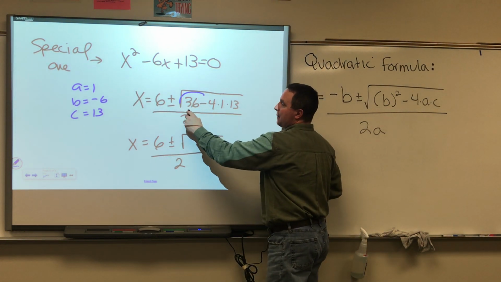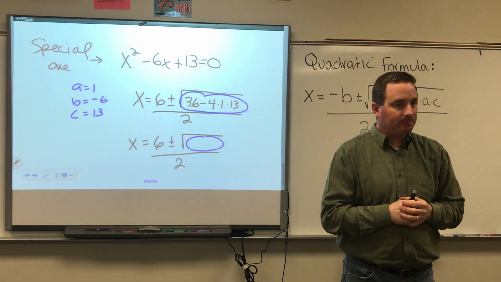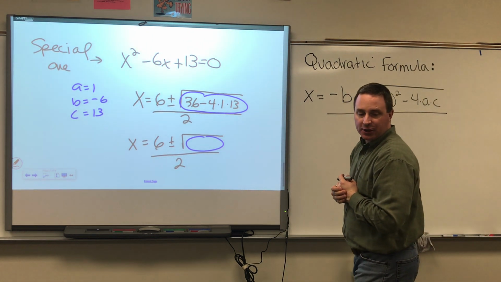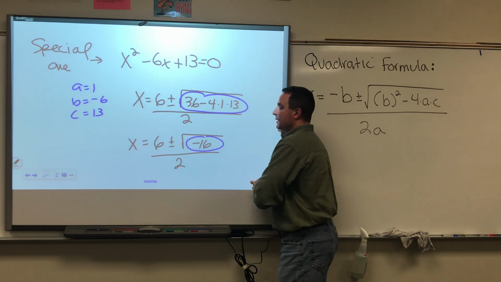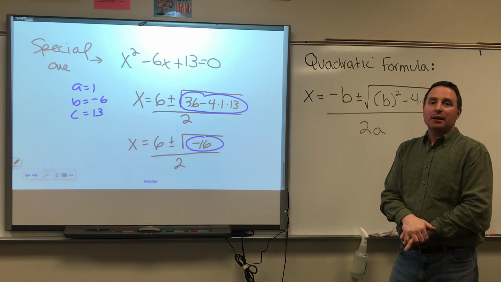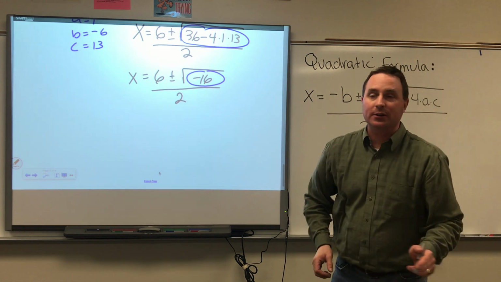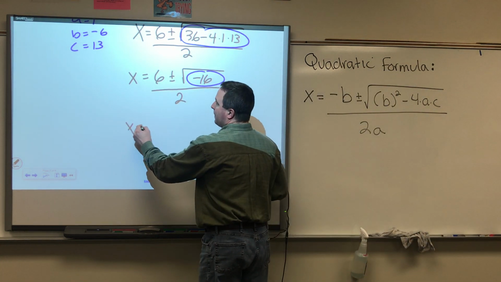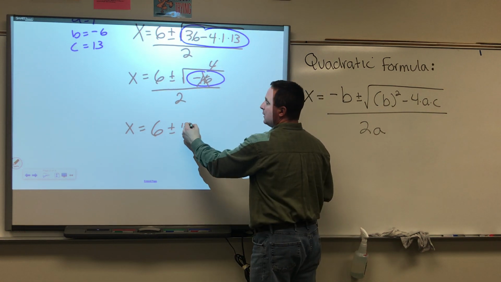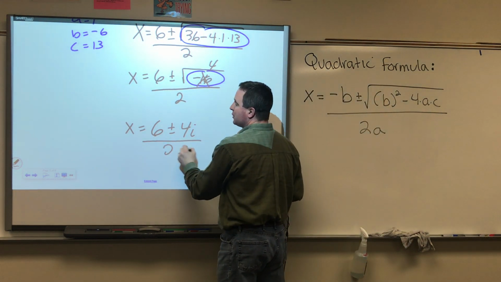Let's grab our calculators and see what we get for a number under the radical this time. 36 minus 4 times 1 times 13, you're going to get negative 16. Now what's the significance of that? Yeah, it's negative. Can we do the square root of a negative number? From a previous lesson, we learned that the square root of a negative number is going to incorporate that letter i. So 6 plus or minus, well, the 16 itself is a perfect square, it's 4. But because it's negative 16, it has an i on it. All divided by 2.